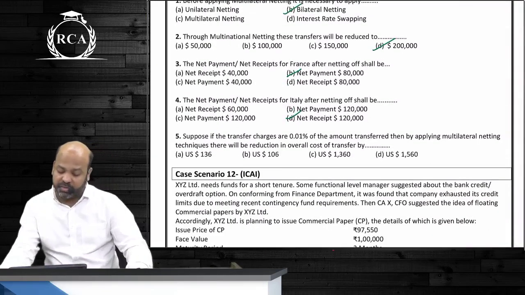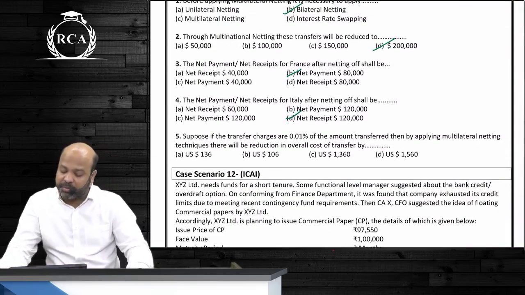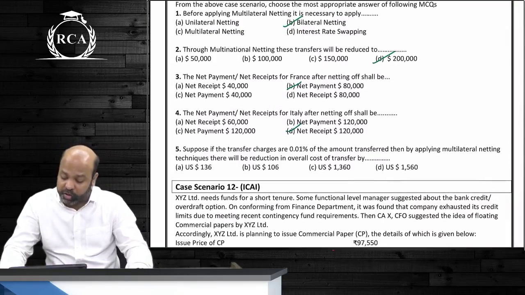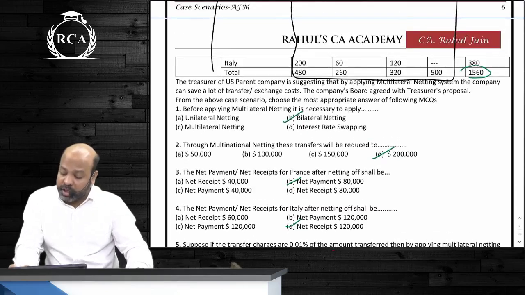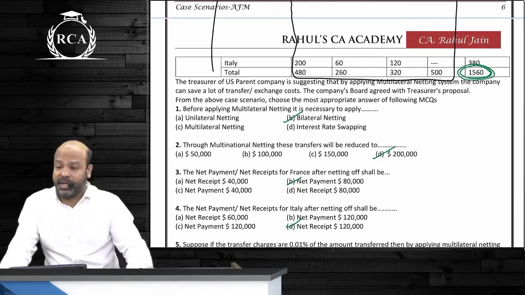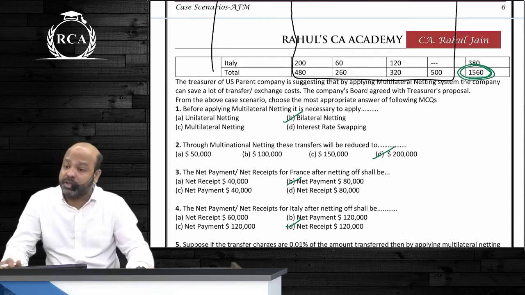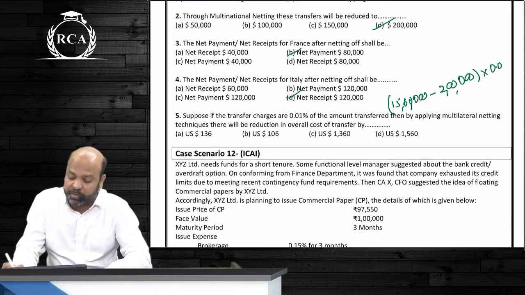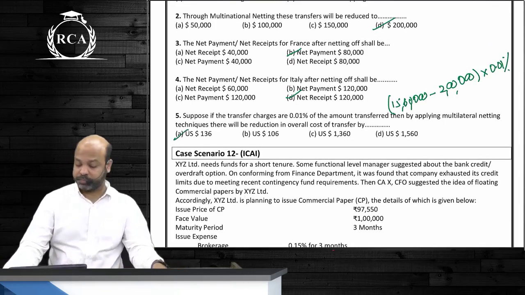Suppose if the transfer charge are 0.01% of the amount transferred, by applying multilateral netting, there will be a reduction in overall cost by transfer by how much? If they wouldn't have implemented netting, they would have ended up transferring how much? 1560,000. Yes or no? Instead of transferring 1560,000, they're now transferring 200,000. This multiplied by 0.01%. 1, that's the answer.